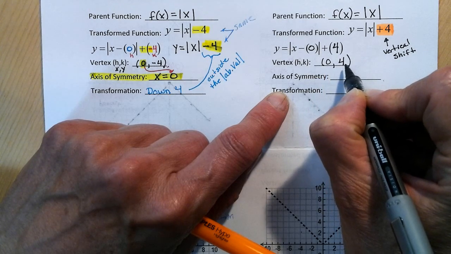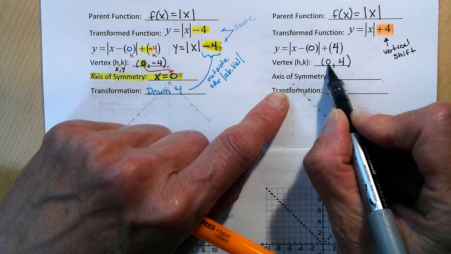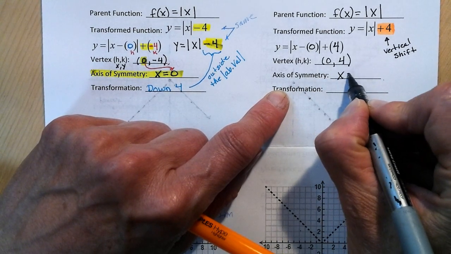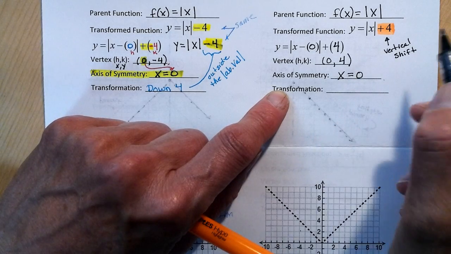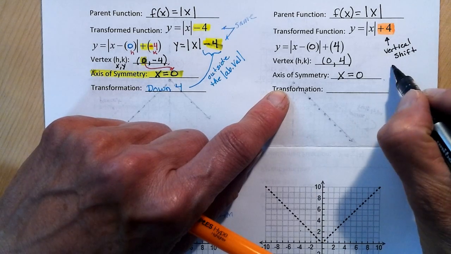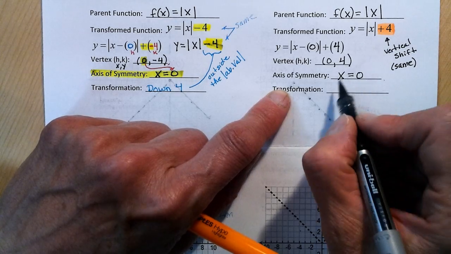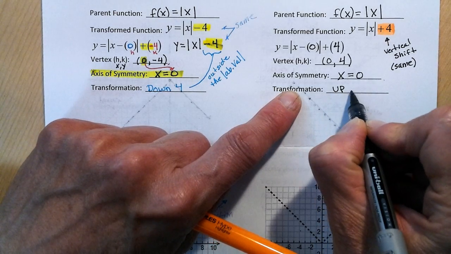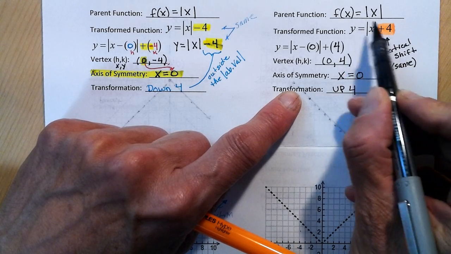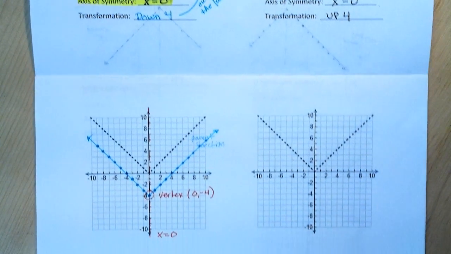The other thing that I remember is I can get my axis of symmetry by looking at my 0, or my x value right here, my vertex rather. So that means that x equals 0. And because the vertical shift on the outside is the same, that means that this function should go up 4. Okay, so I was able to determine all of that just by looking at the equation. I didn't even have to graph it. But let's see if I'm right.